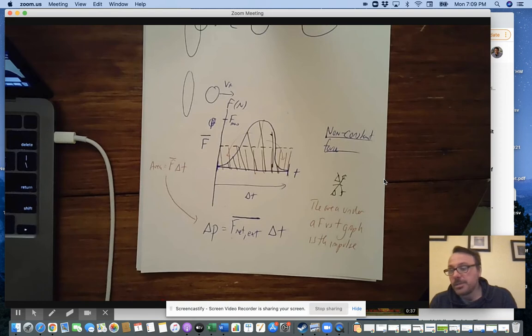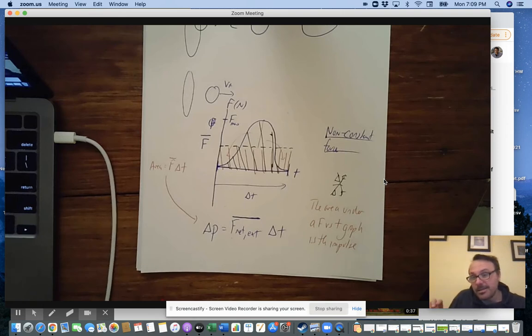Notice here, force versus time, and we end up with change in momentum, right? That the area here is linked to a change in momentum, just like when we had the velocity versus time graph, the area underneath was the change in position or displacement. I think I said it wrong before. Sorry about that. So there you go.